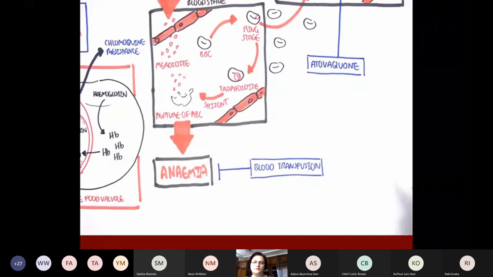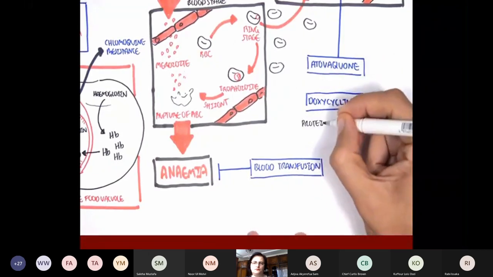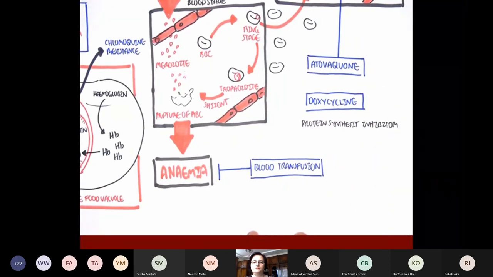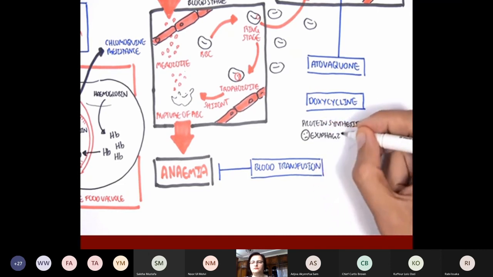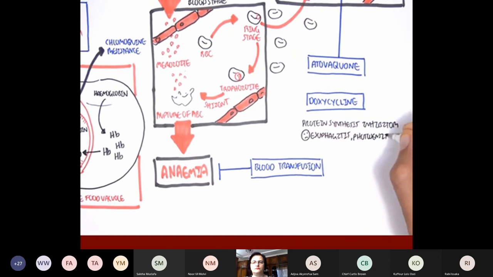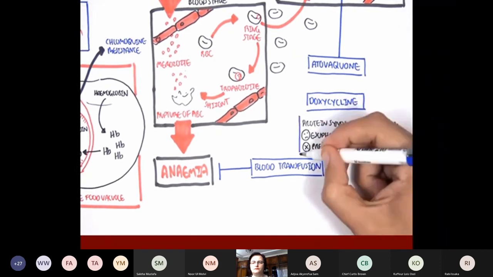Doxycycline is another anti-malaria drug which you might remember as being an antibiotic. Doxycycline is essentially a protein synthesis inhibitor. Tetracycline, another antibiotic and protein synthesis inhibitor, is also used for anti-malarial treatment and prophylaxis. Its side effects include esophagitis and photosensitivity, and they are contraindicated in pregnancy.